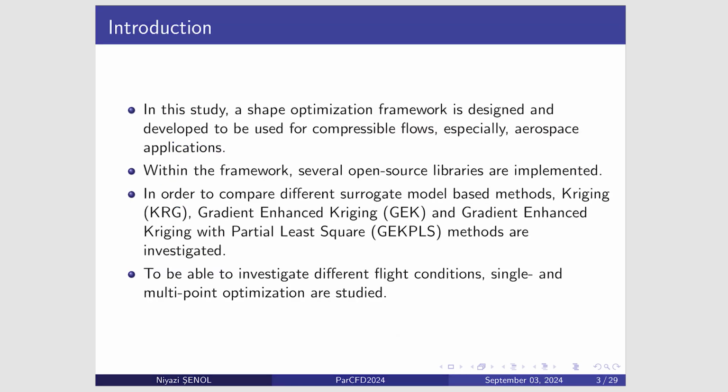In this study, a shape optimization framework is designed and developed to be used for compressible flows, especially for aerospace applications. Within this framework, using open source libraries, different surrogate models, kriging, gradient enhanced kriging, and gradient enhanced kriging with partial least squares methods, are investigated. To investigate different flight conditions, single point and multi-point optimization are also studied.